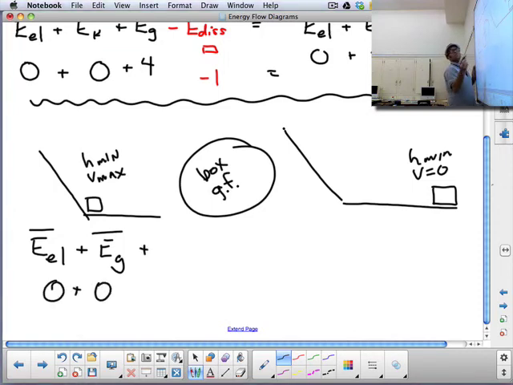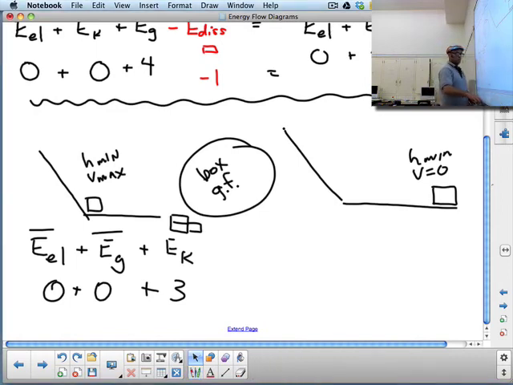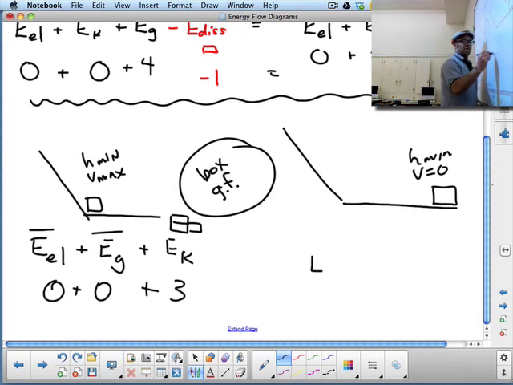But we had some EK, right? We had 3 blocks of EK. And I'm going to draw 3 blocks here. Are you guys cool? Everybody good? I drew them above because they're added to our system. They're in our system. Okay? Now, in the end, EG, 0, right?